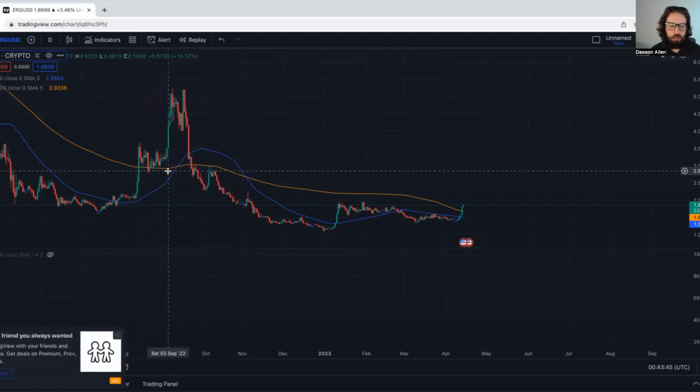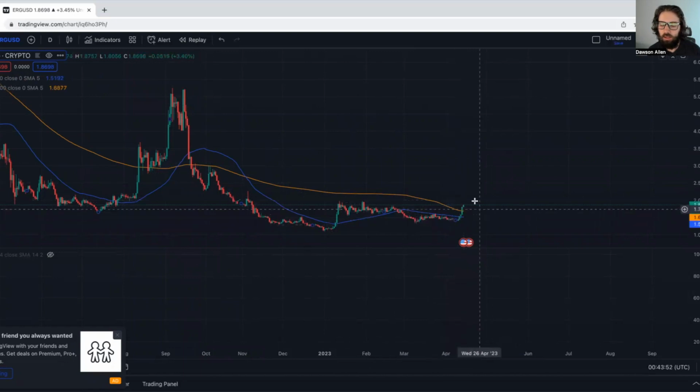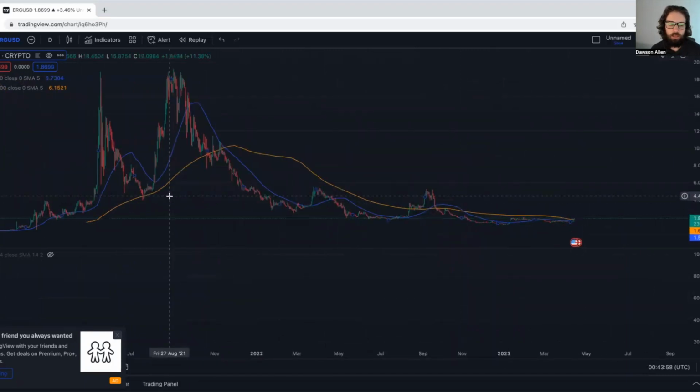what is that, 2 or 3 weeks after, right? So it's a lagging indicator, yes, right? It hasn't crossed yet, although we've had all these green candles. But if it does cross, it indicates a longer term bullish pattern. We can see the same thing back here.